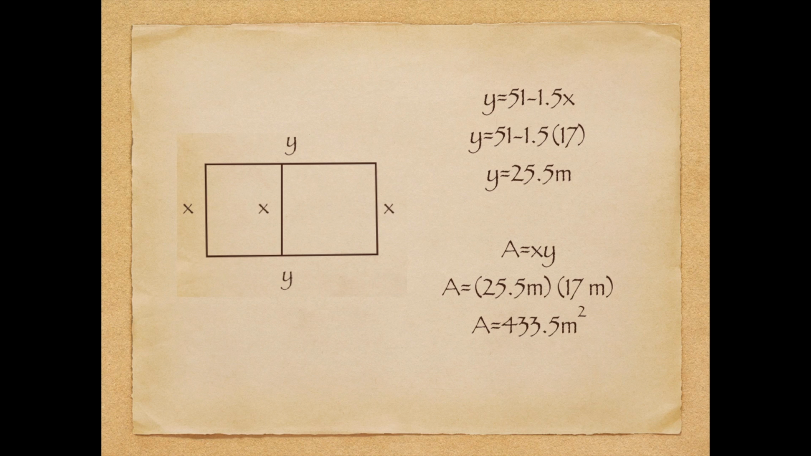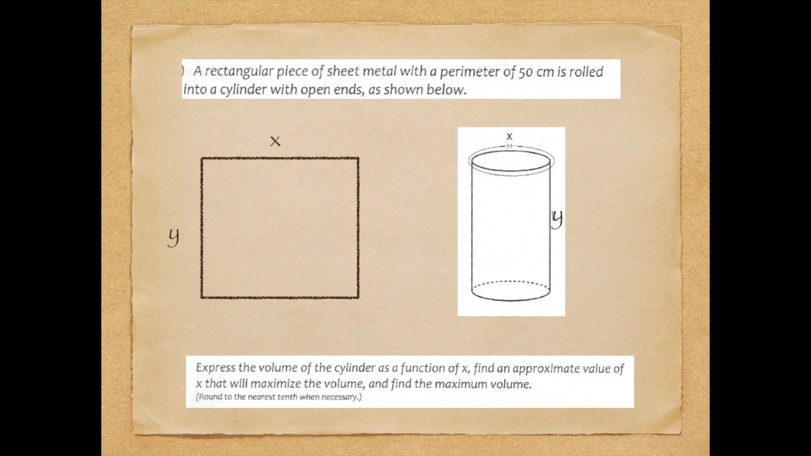These are relatively simple, this type of optimization question, but the next one I'll give you some time to think about. Here it is: a rectangular piece of sheet metal with a perimeter of 50 centimeters is rolled into a cylinder with open ends as shown below. Express the volume of the cylinder as a function of x. Find an approximate value of x that will maximize the volume and find the maximum volume. Round to the nearest tenth when necessary. So I'll give you a second. You can pause the video right now, do the question, and let's see if we get the same answer.